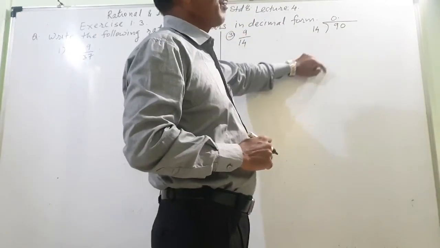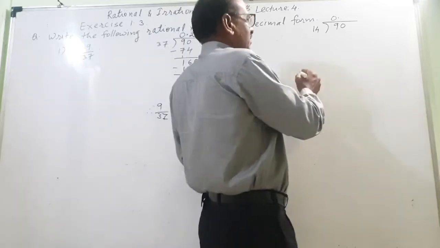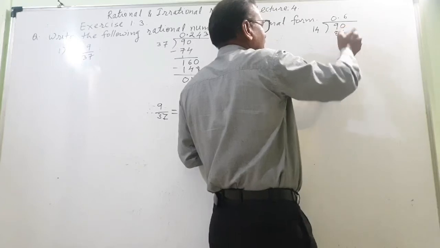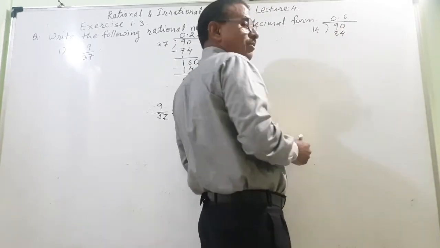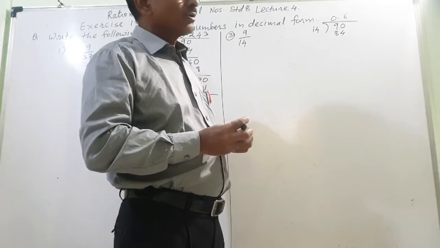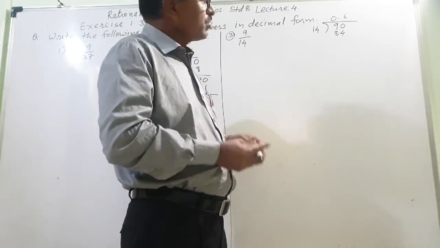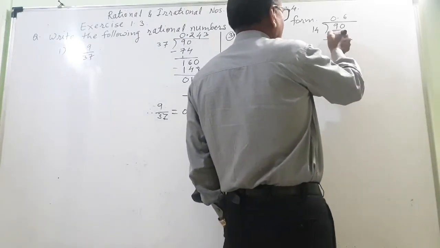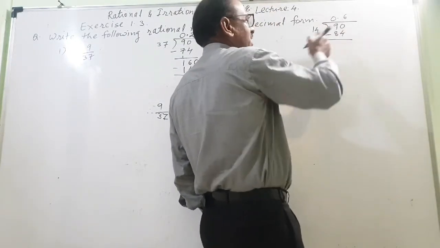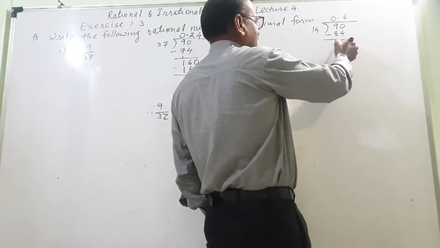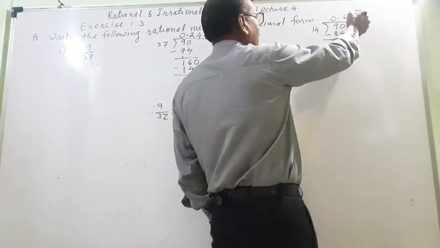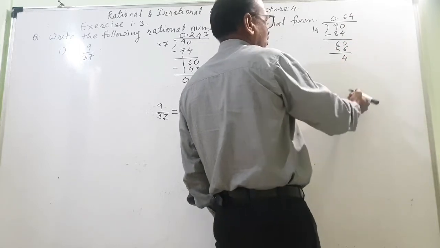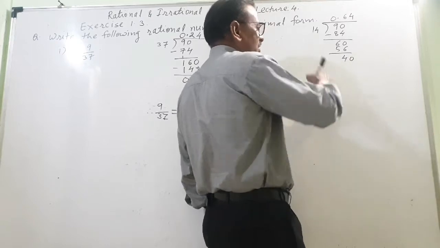Now see the table of 14. 14 sixes are 84. Tables you should know. In this corona, you do this work. Make your tables proper. 14 sixes are 84. Remains 6. Take 0. 14 fours are 56. Remains 4. Take 0. 14 threes are 42.